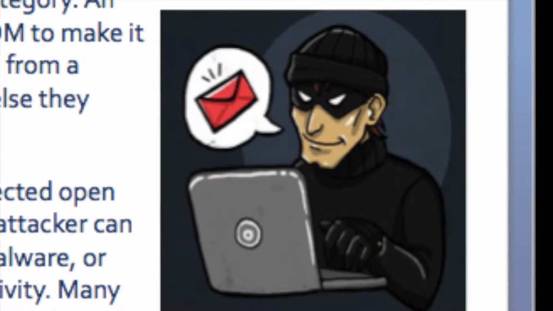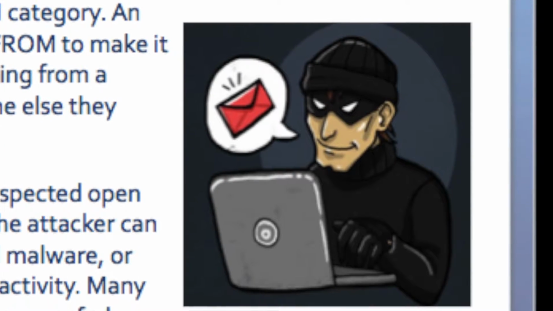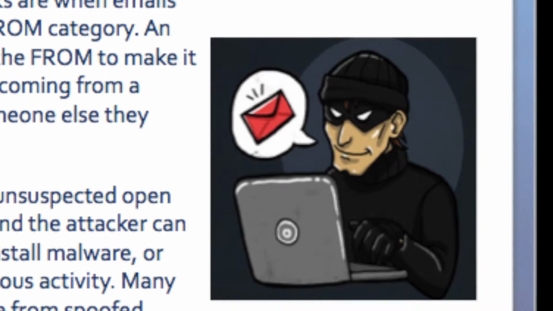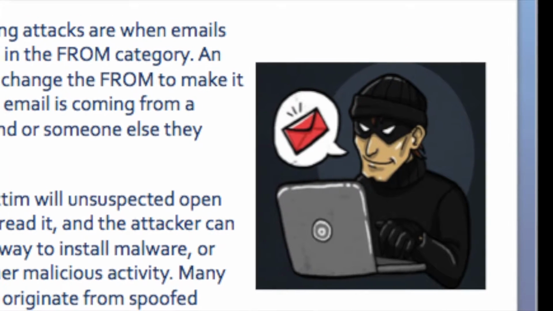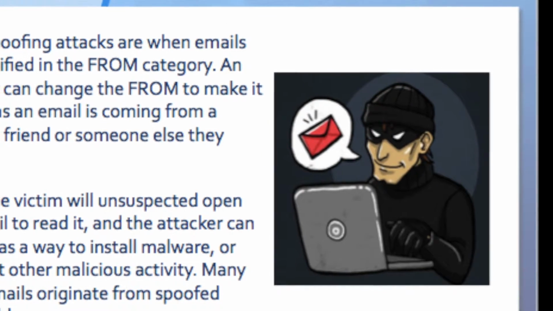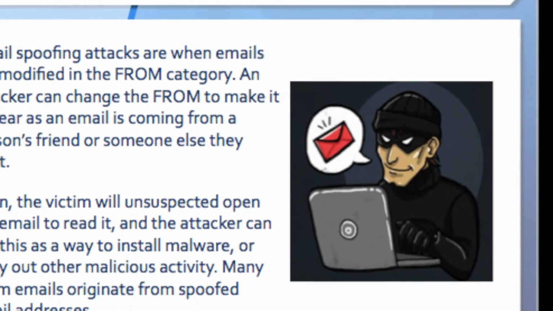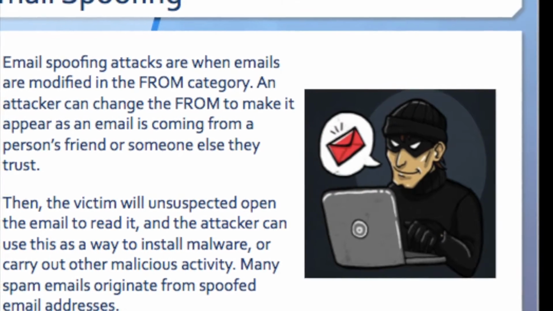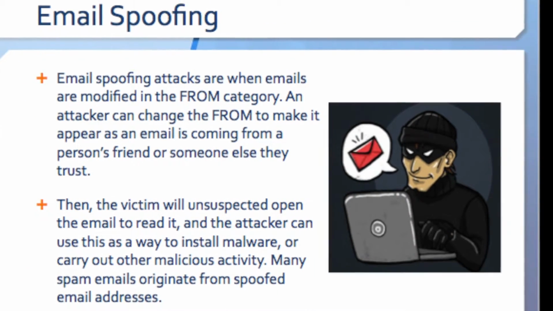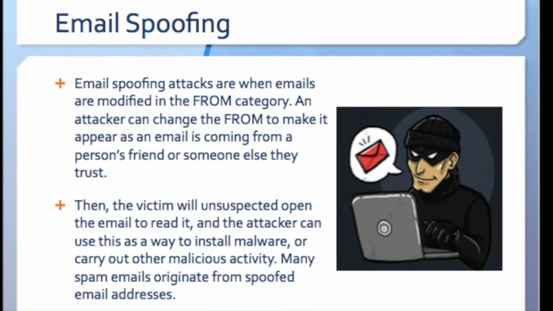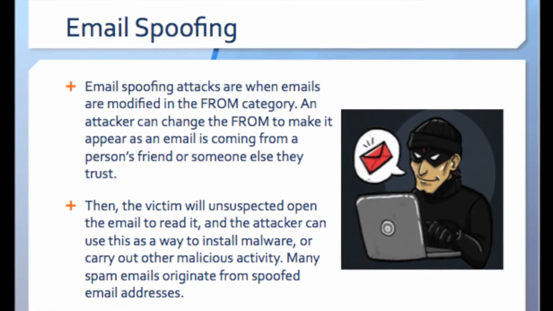Email spoofing attacks are when the emails are modified in the from category. An attacker can change the from to make it appear as an email is coming from a person's friend or someone else they trust. Then, the victim will unsuspectingly open the email to read it, and the attacker can use this as a way to install malware or carry out other malicious activity. Many spam emails originate from spoofed email addresses.